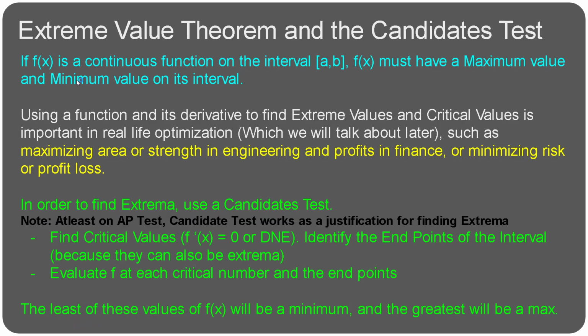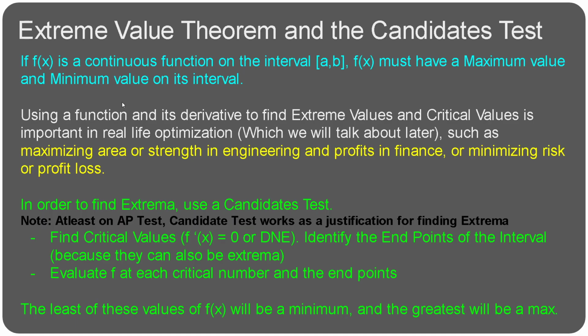So if f of x is a continuous function on the interval a to b, f of x must have a maximum value and a minimum value on its interval. And boom, we already did it. That's the extreme value theorem. It's really easy. But when we're thinking about critical values, using the extreme value theorem, we know that they must exist on an interval. We can use what's called a candidates test to find critical values.